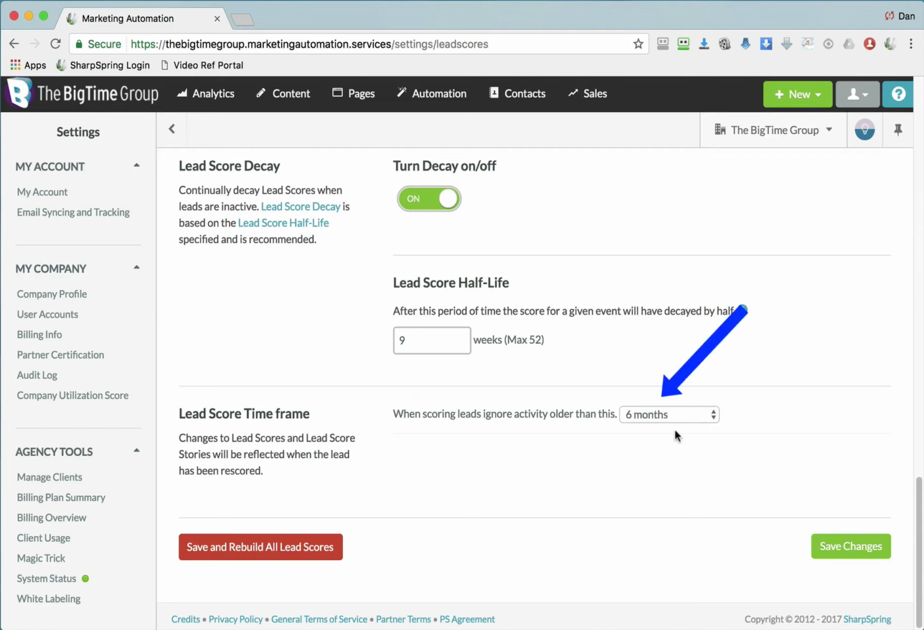So what this says is that when somebody is inactive for 6 months and they become active again, after a 6-month period, they aren't accruing more lead scores. Their score drops down and they begin to accrue points.